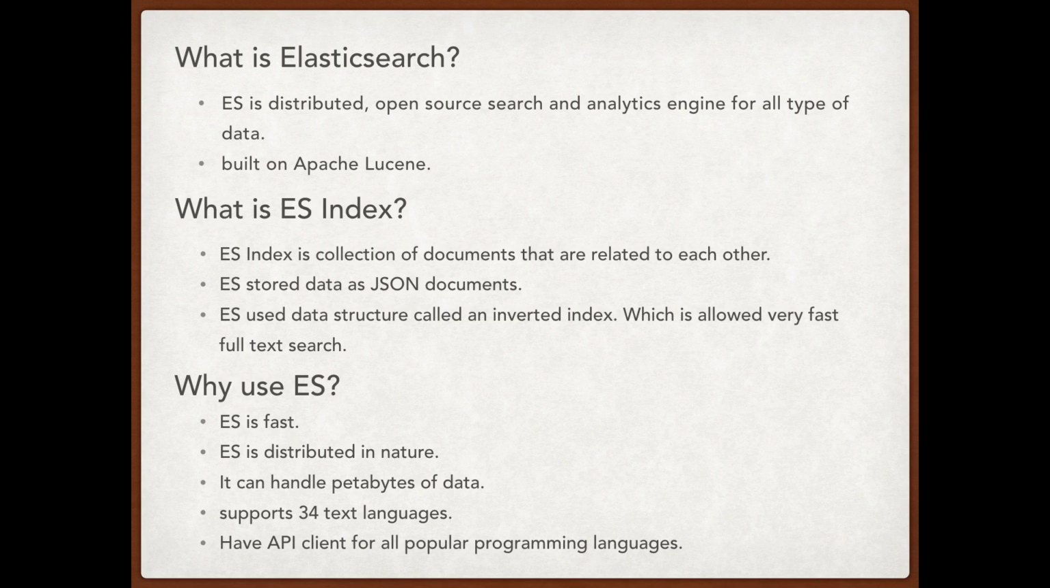Why do we use ES? ES is fast and distributed in nature. Distributed in nature means documents stored in ES are distributed across different containers known as shards, which are duplicated to provide redundant copies of the data in case of hardware failure. It can handle petabytes of data, so it's very powerful.